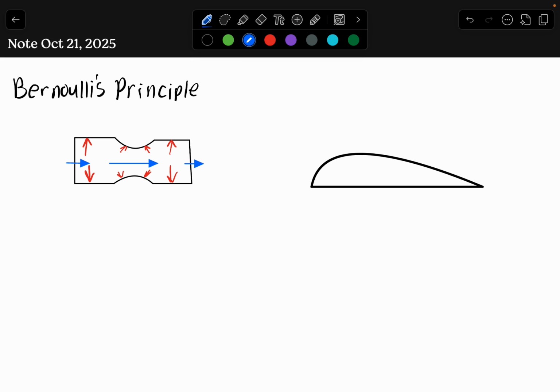Now, right here, I have a little picture of a venturi. So you have airflow traveling in through the venturi right here, and then comes here, and it speeds up. And then what that does is it decreases its pressure. All right. Now, same thing with our wing, right?